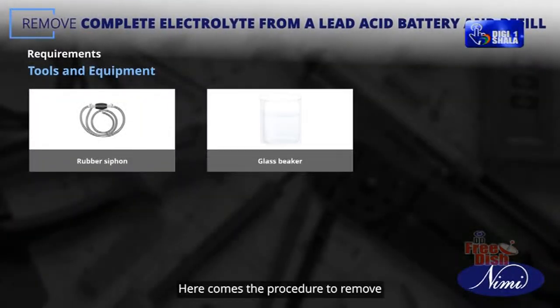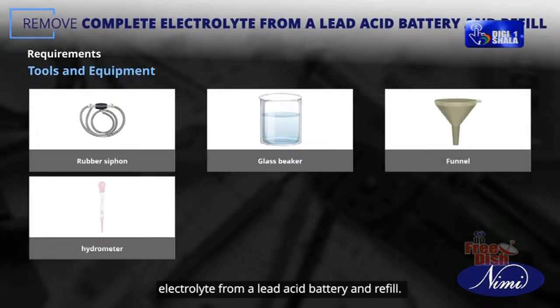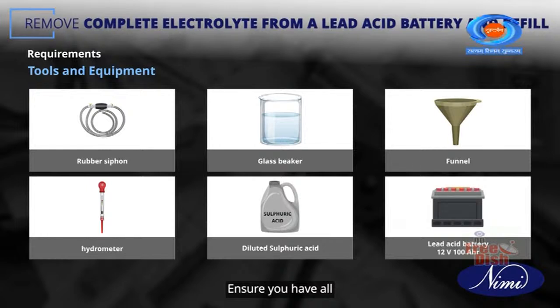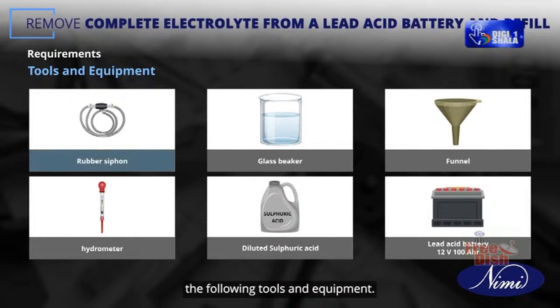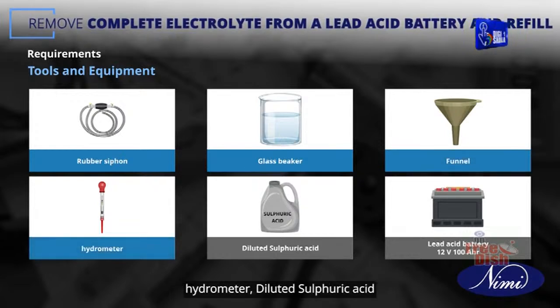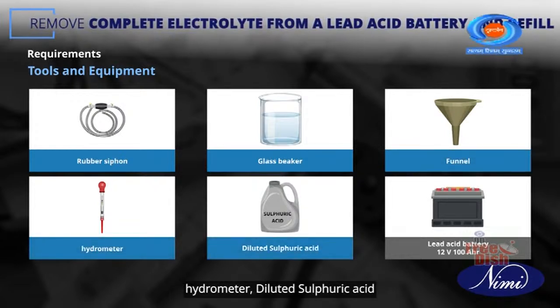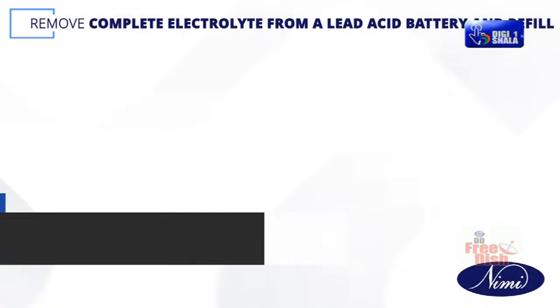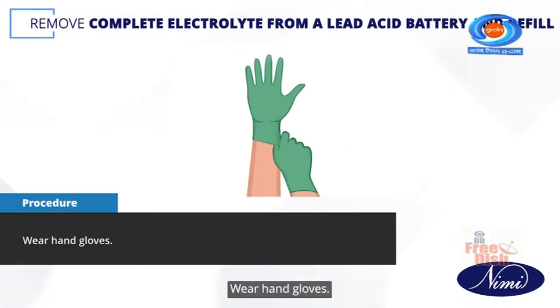Here comes the procedure to remove electrolyte from a lead acid battery and refill. Ensure you have all the following tools and equipment: rubber siphon, glass beaker, funnel, hydrometer, diluted sulfuric acid, and lead acid battery 12 volts 100 ampere per hour. Wear hand gloves.